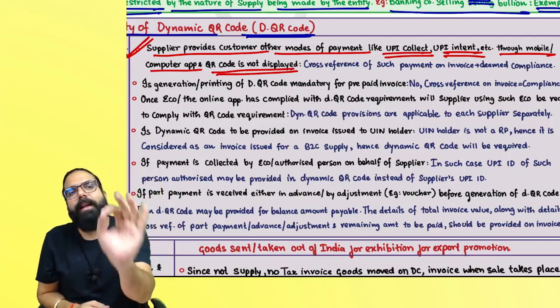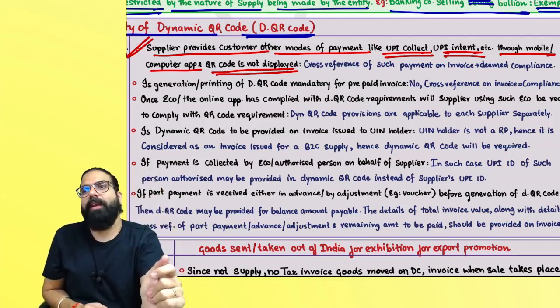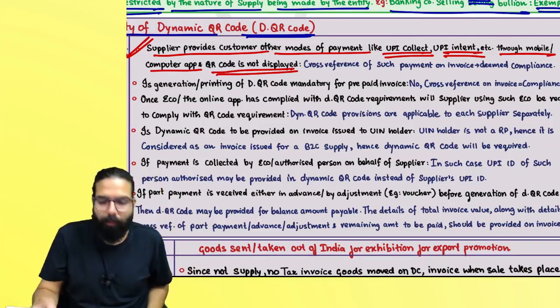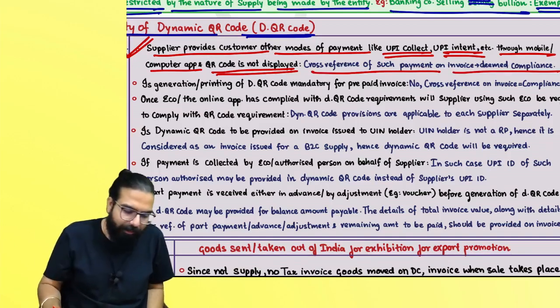The government is telling in that scenario, no problem at all. You don't have to show the QR code, but how you receive the payment should be captured in your invoice. It says cross-reference of such payment on the invoice will be deemed as compliance.